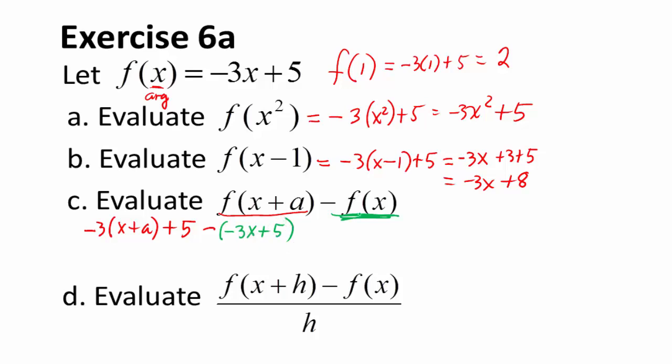And then the green one is just copying the function. You see, it says this f of x plus a minus the original function. And let's go ahead and simplify. So you expand this one, you distribute that as well, so you're going to get -3x minus 3a plus 5. Now you have a negative times a negative, it's a +3x and a -5.